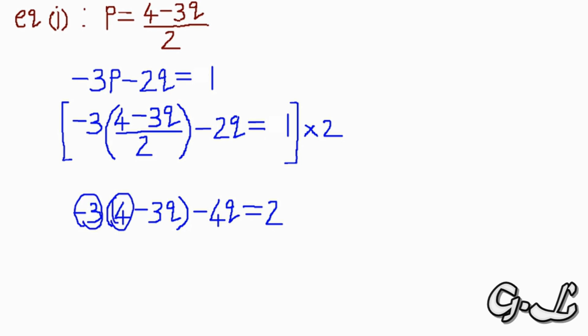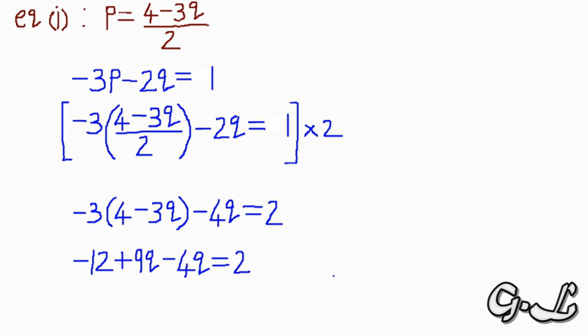So the next thing, again, we're going to do the simplification and the calculations. So we're going to multiply -3 times 4. It will give you the value which is -12. And then -3 times -3q will give you +9, so it is going to be plus 9q. So again, the -4q is going to be maintained like that. And that is equal to +2.